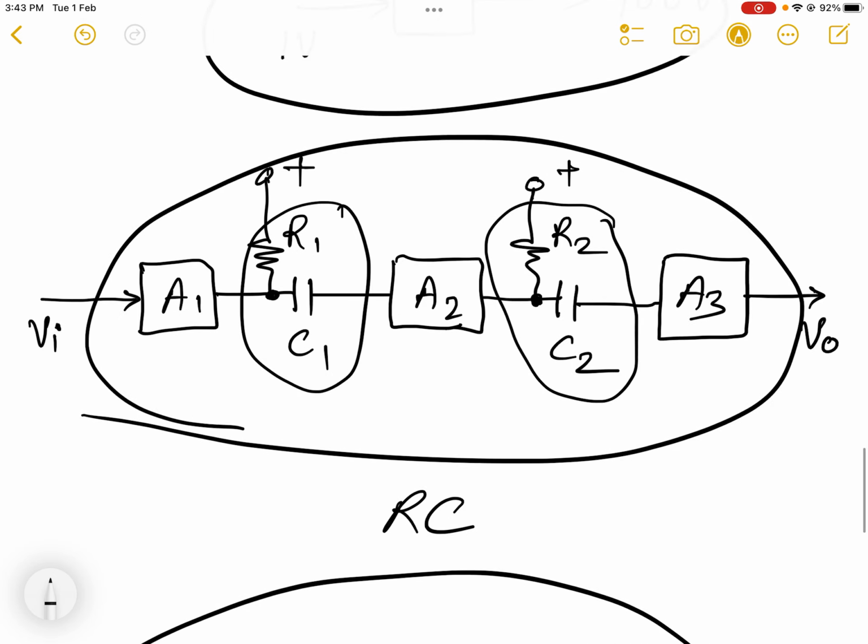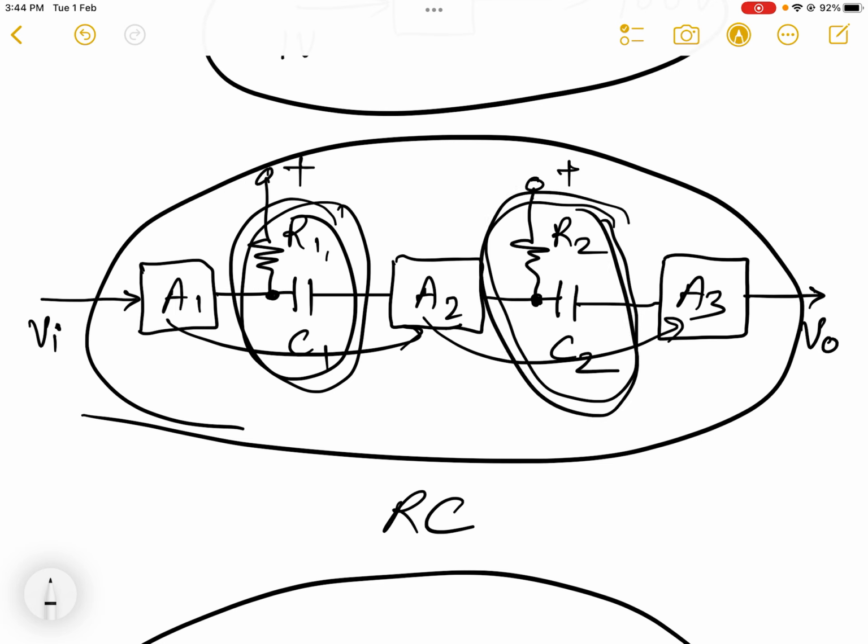On the other hand, if I take an RC coupled amplifier like this, then I am connecting A1 to A2 through R1 C1. I am connecting A2 to A3 through R2 C2. So such type of amplifier gives you output voltage which is strong as well as high quality. This type of amplifier, RC coupled amplifier, is known as hi-fi. It is not Wi-Fi, it is hi-fi. Hi stands for high, H-I-G-H, shortened as HI. And FI stands for fidelity.